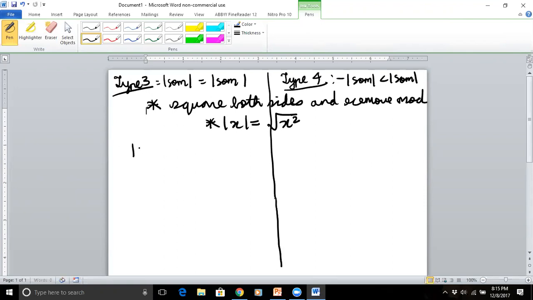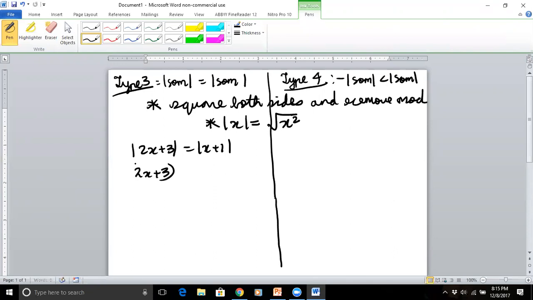For example, if I give you mod of 2x plus 3 is equal to mod of x plus 1. Now, one way to solve this is to go the algebraic route, split this up into 4 equations, and then work with it. Actually, you don't need 4, you need 2 only. But some people would definitely split it up into 4 equations. You don't need to do such tedious work. Whenever you see mod on both sides, you just square both sides and remove the mod. So I'm just squaring both sides and removing the mod.